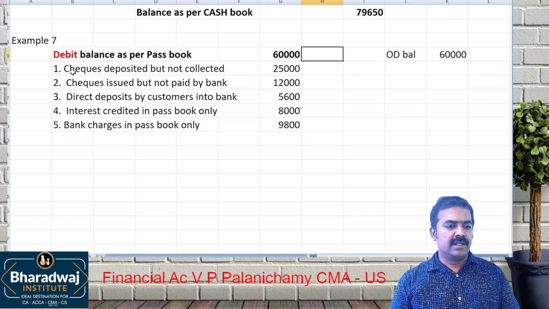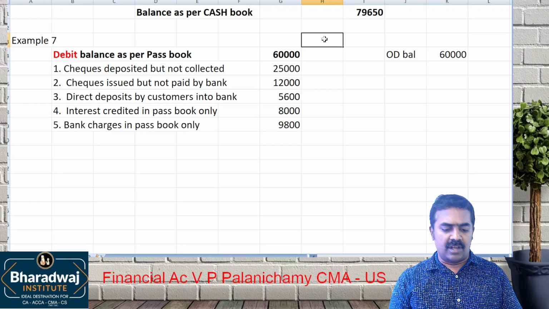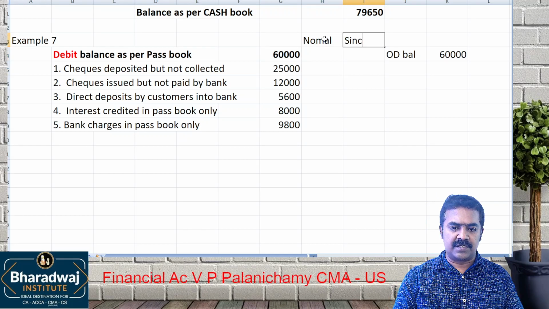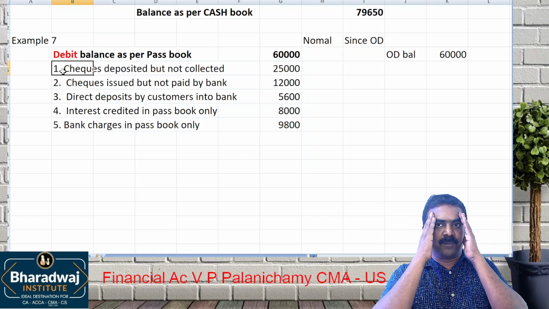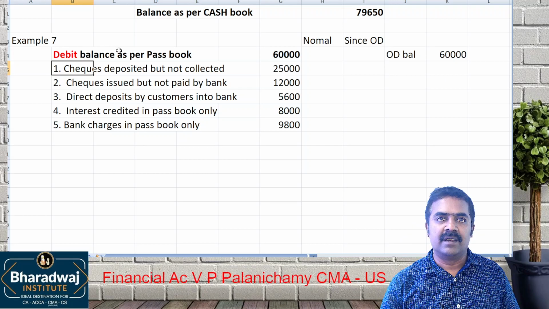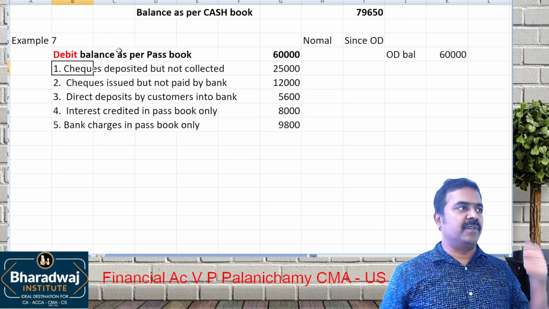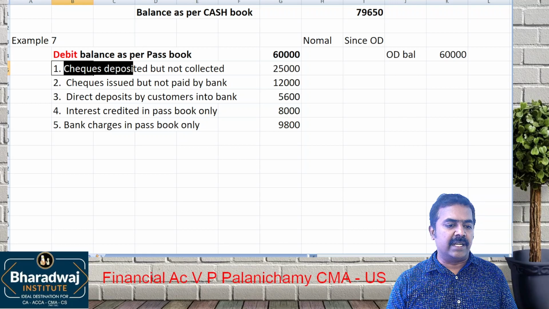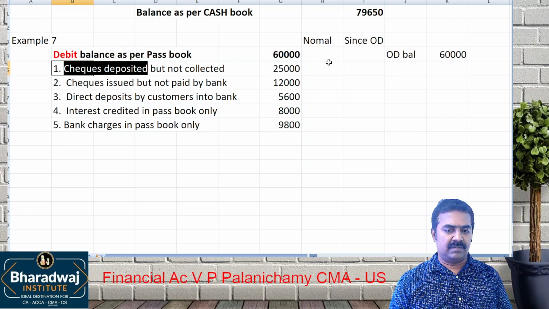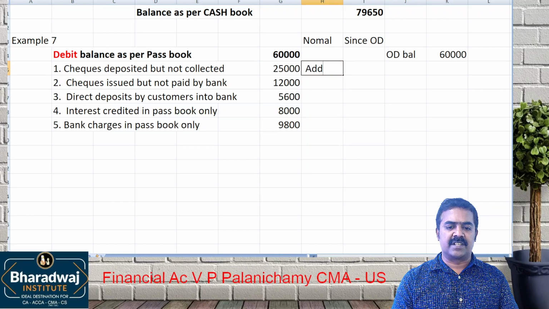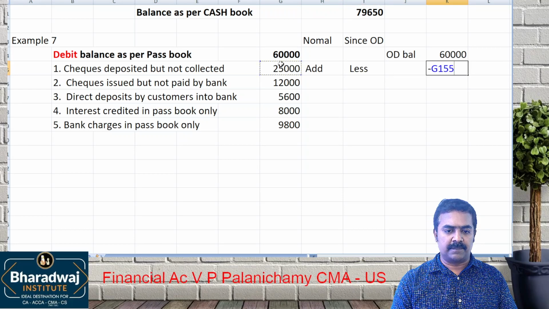Pay attention. Checks deposited but not collected. Normally what would we have done? Since it is OD, what will we do? Wait, please remember balance as per which one is the starting point? For the bank. According to whom do we have to adjust? Customer. Okay. Checks deposited. While depositing the check, what would the customer have done? He would have added. What should we do? We should also add it if it is a normal balance. Since OD is a starting point, less 25,000.